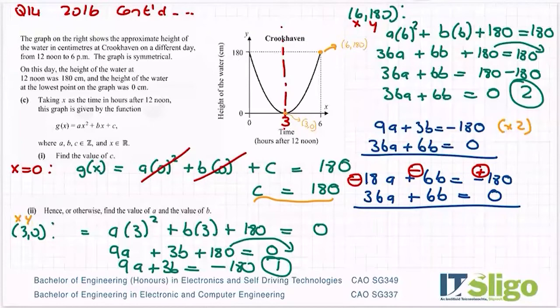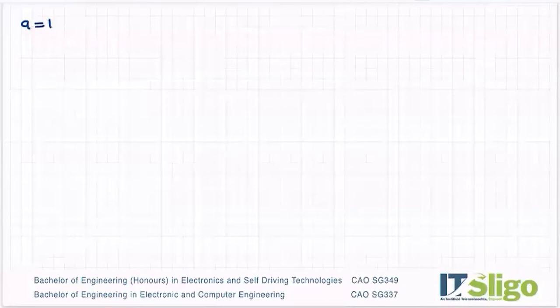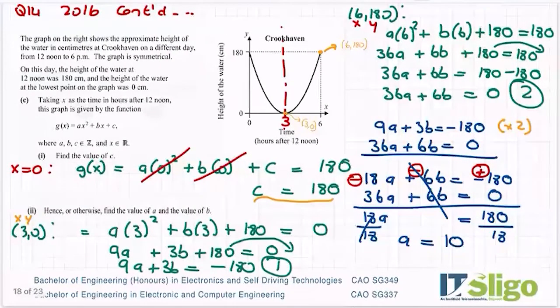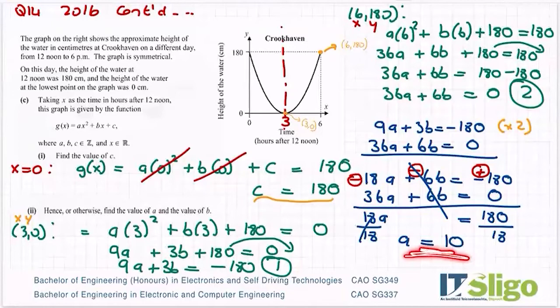Okay, so then let's add. So I have 36a minus 18a is 18a. 6b minus 6b cancels. 0 plus 180 is 180. Divide by the number in front of the letter. So A is equal to 10. Okay, so I now know that A is equal to 10. So to find B then, I go back to either one of my equations, 1 or 2, and I sub in with my A being equal to 10.